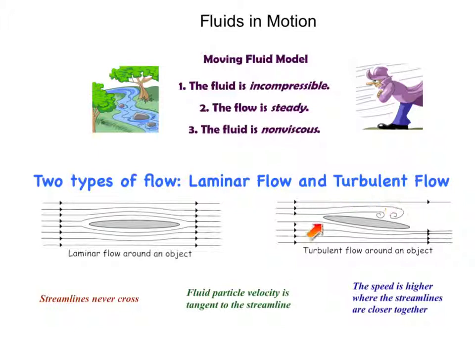So turbulent flow, you'll see if you ever look at a stream as it runs by rocks, it'll often be smooth laminar flow in front of the rocks and become turbulent behind the rock. Now, as we said in our assumption about the fluids we'll be looking at, the flow is going to be steady. So all of the flow that we're going to look at will be this laminar flow.